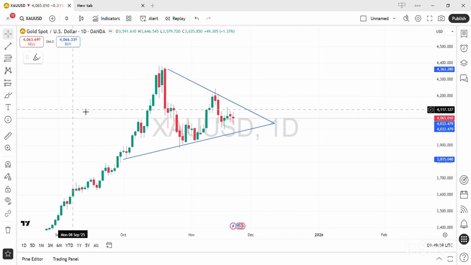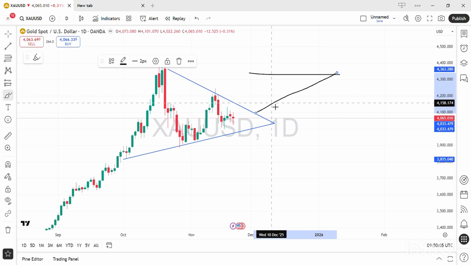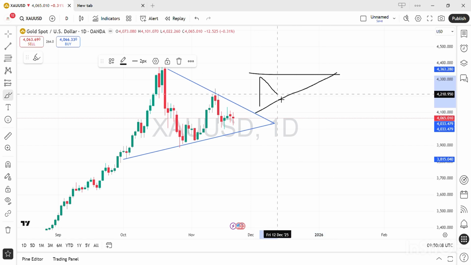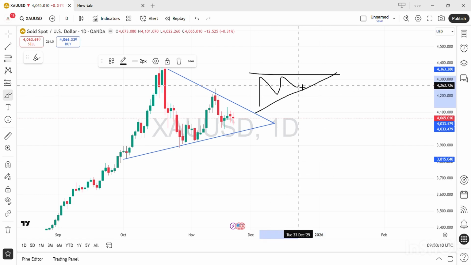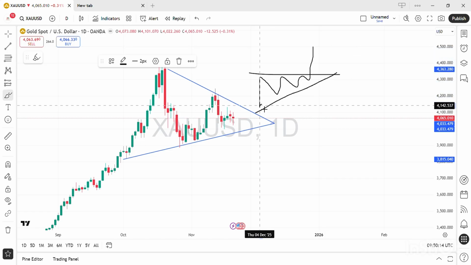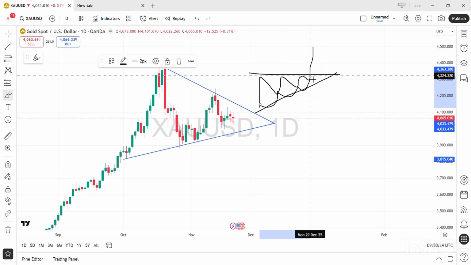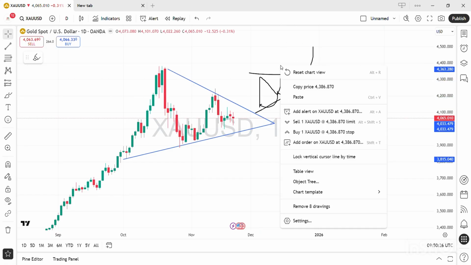Okay, as you know we have three types of triangle pattern. First is known as the ascending one, in which the market usually goes from downside to upside, in which the low of the market, suppose this is first low, this is second low, so in this channel the market makes a new low that will be higher than the previous low, just like that. Okay, so this is known as an ascending triangle.